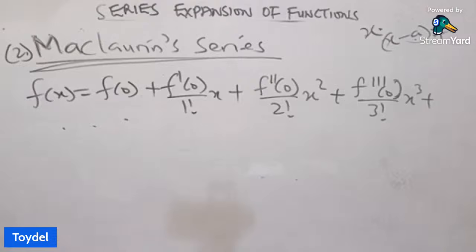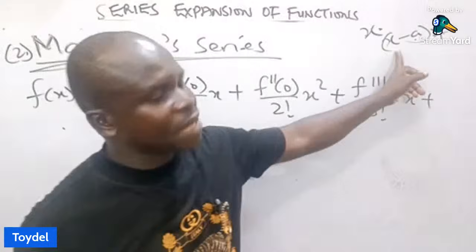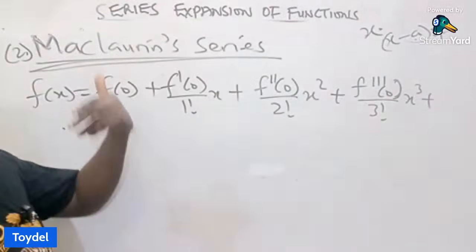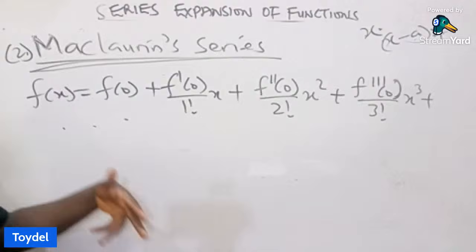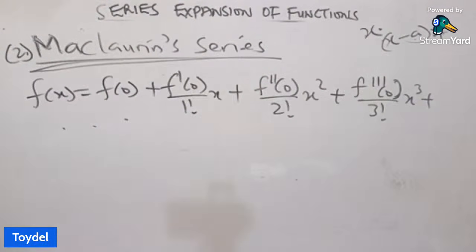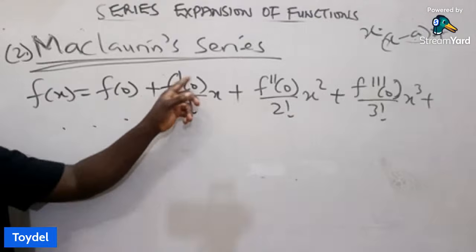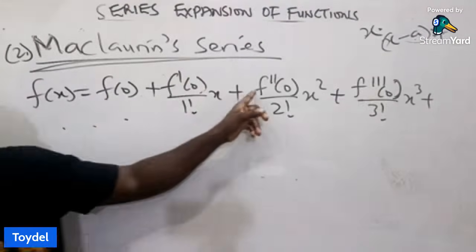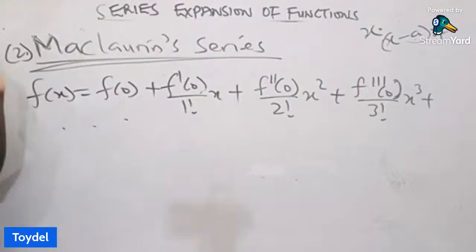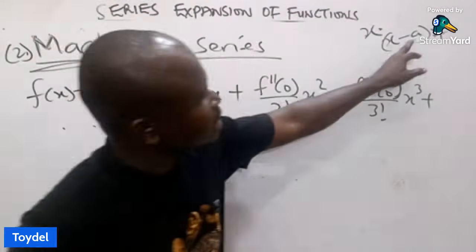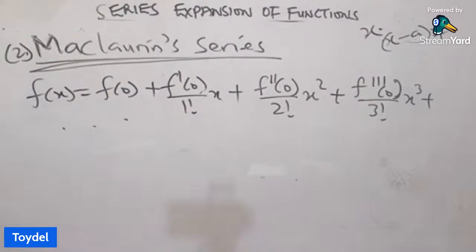The difference between this Maclaurin series and the Taylor series is that in the case of the Taylor series, the series can be expressed in the form of x minus a. But under the Maclaurin series, the value of a has become 0. If it is the Taylor series, we are going to have f of a, then f prime of a times x minus a, f prime prime of a times x minus a all squared, and in that order. But under the Maclaurin series, the value of a is equal to 0, so we don't have anything in the form of a.